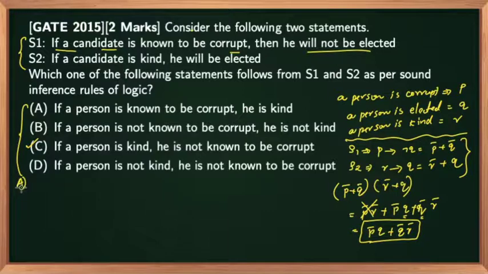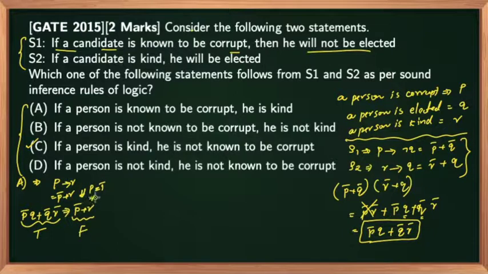So first choice is, if a person is known to be correct, that is P, he is kind, P implies R, right? That's equal to P bar plus R. Okay, now if this is a valid conclusion, then P bar Q plus Q bar R bar implies P bar plus R should be a tautology, right? So if it is not a tautology, I will be able to have a truth assignment such that true implies false, right? So this side, how can we make it as false? I have to make it as P is equal to true and R is equal to false.